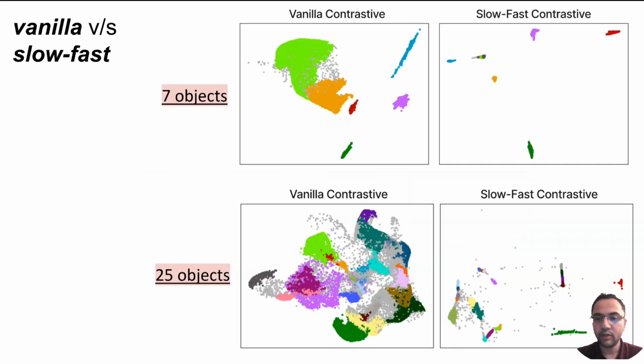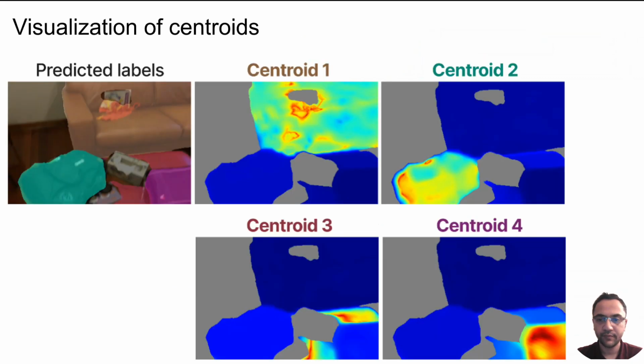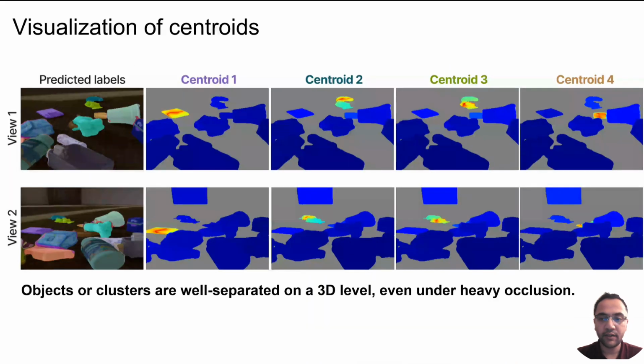We compare the simple contrastive loss with our proposed slow-fast version, and we see that the clusters obtained with the slow-fast loss are more concentrated and well separated. We also visualize the heat maps of the distances of the rendered embeddings from each of the learned centroids. Since the clusters were well separated, we can see that the heat maps also form crisp boundaries. Even under heavy occlusion, we can see that the clusters are well separated.